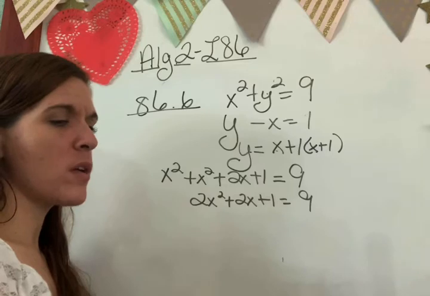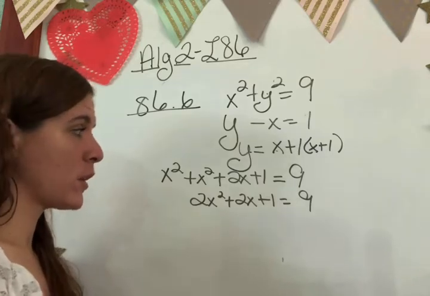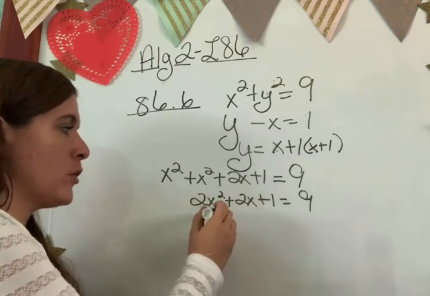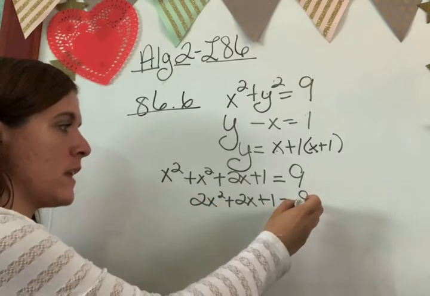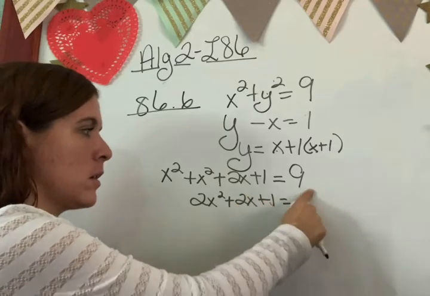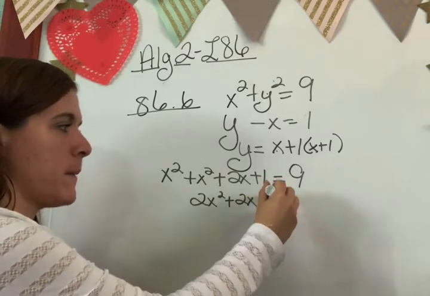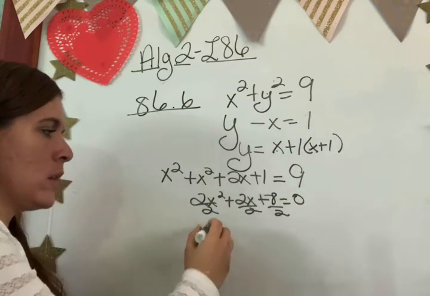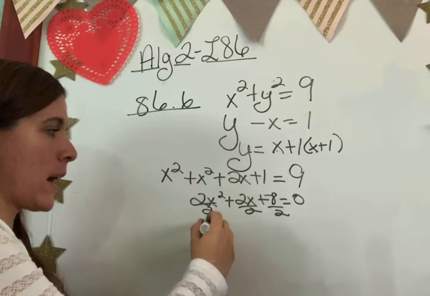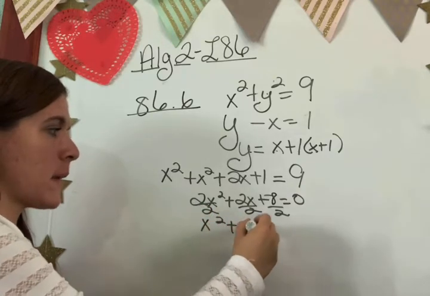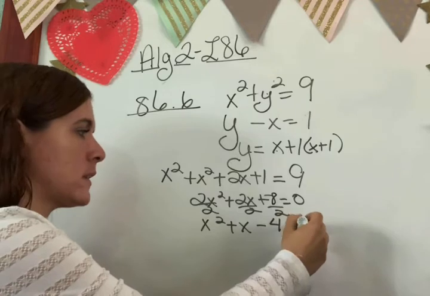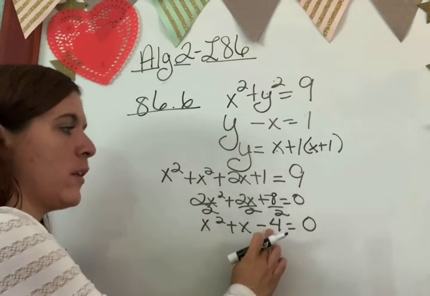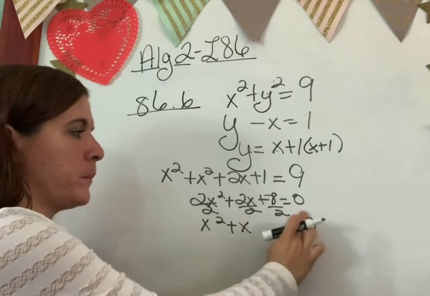Okay, well, we could use the quadratic formula, but maybe we want to try completing the square first. Let's try completing the square first, okay? So the very first thing I'm going to do is move this 9 over here. So 1 minus 9 is negative 8, right? And divide by 2, divide by 2, divide by 2. So that's going to be x squared plus x minus 4 equals 0. So you move the negative 4 over here to make it positive 4.